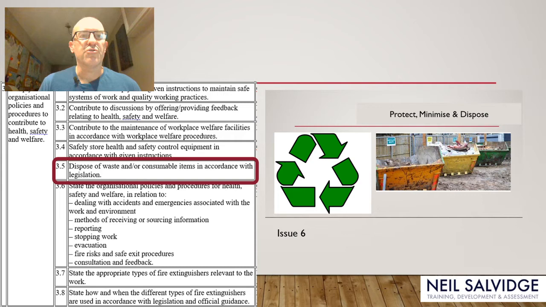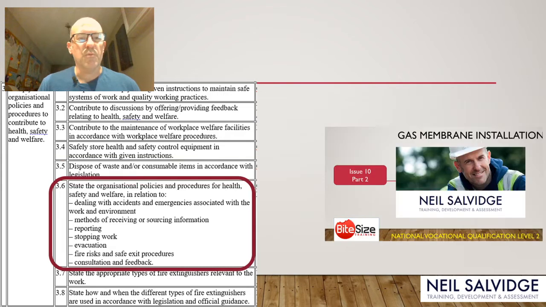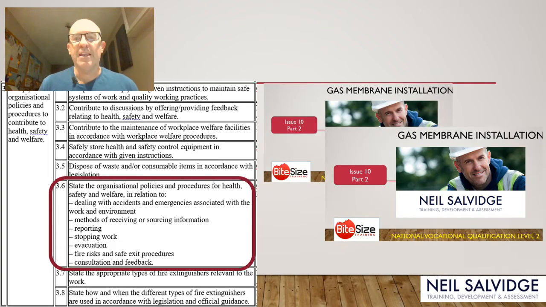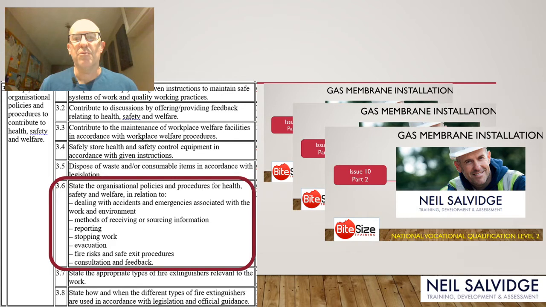The next part was state the organisational policies and procedures for health and safety. Well, this has been cropping up again and again. I think all the previous units that we've been working on, from 1 to 9, have been key units. So there's quite a lot there that covers that. It's a very open question, but with the units that we've already covered, they are explained through those.